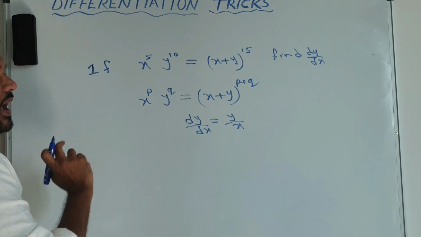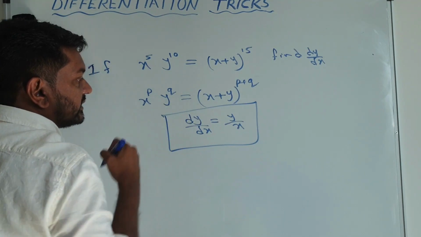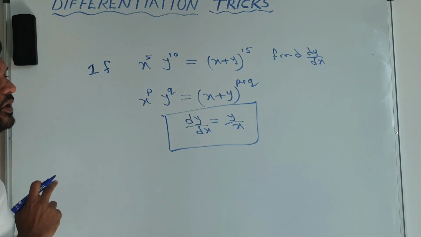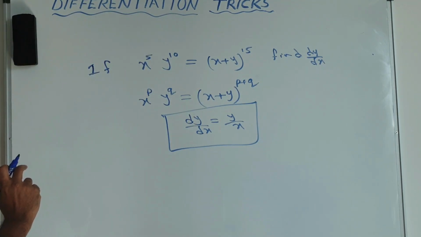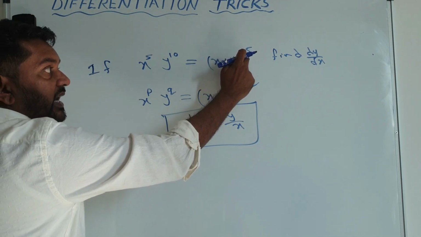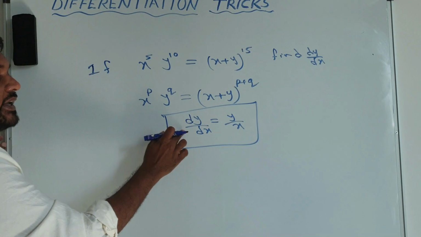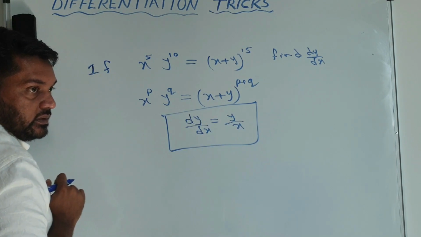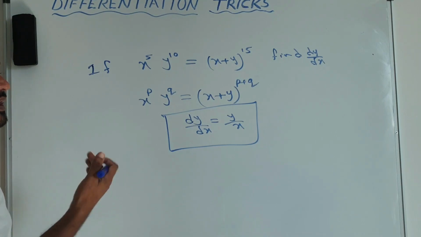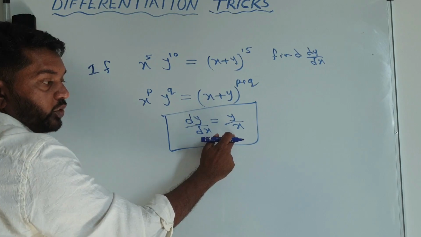Whatever be the p and q value, always the answer is y by x. They can give different numbers, for example 15 and 20, where it will be 15 plus 20, 35. So whatever be the values of p and q, always the answer will be y by x. So if it is coming for an MCQ, without even doing anything, you can directly mark the answer as the y by x option.